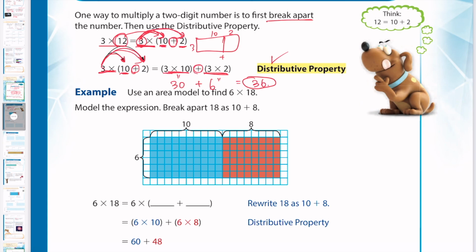Let's take a look. Use an array model to find 6 times 18. Now model the expression and break apart 18 as 10 plus 8. Now the 6 rows doesn't change, right? 6 rows, and it was 18 total together, but then they break apart into what? They break apart into 10 plus 8. 10 and 8. To know the total number, you have to add them together. Please understand and remember.